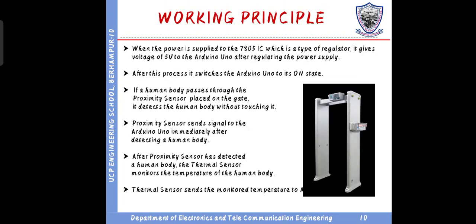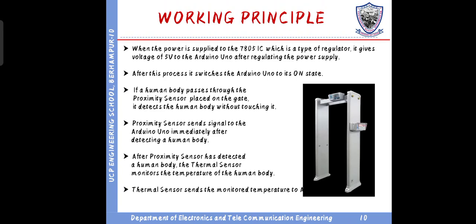This is my working principle. When power is supplied to the 7805 IC, which is a type of regulator, it gives a voltage of 5 volts to the Arduino Nano. After regulating the power supply, the Arduino Nano is switched to its on state.